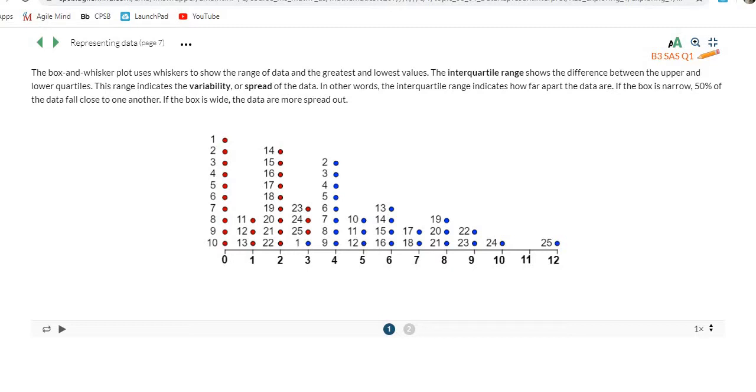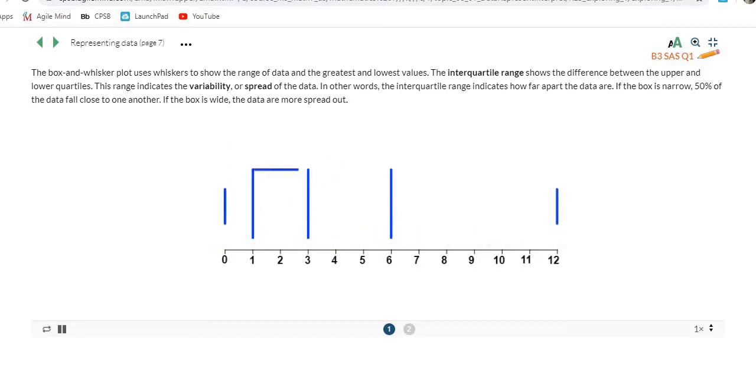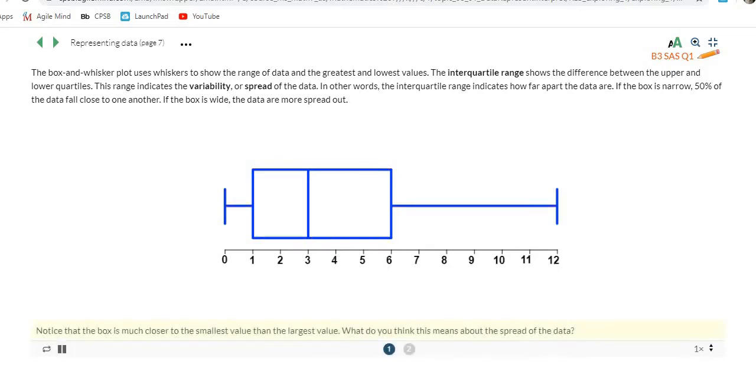So what they're going to do first when I play this video is divide the 25 points into 4 sections to create their box and whisker. So they divided it into 4 sections and created it. Do I have a relatively short whisker to start off with? Yes, because there were a lot of clusters at 0 and 1.